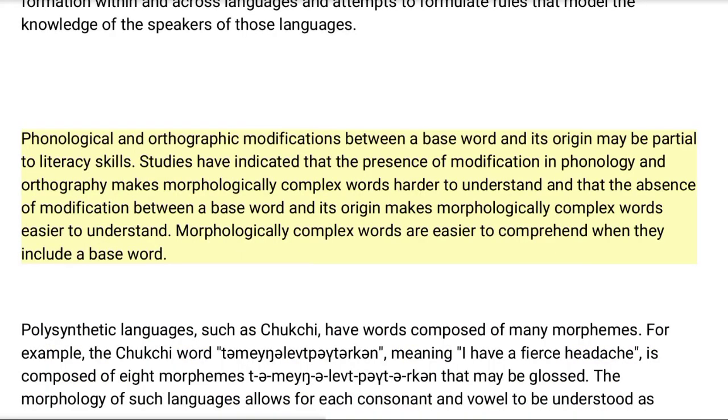Phonological and orthographic modifications between a base word and its origin may be relevant to literacy skills. Studies have indicated that the presence of modification in phonology and orthography makes morphologically complex words harder to understand, and that the absence of modification between a base word and its origin makes morphologically complex words easier to understand. Morphologically complex words are easier to comprehend when they include a base word.